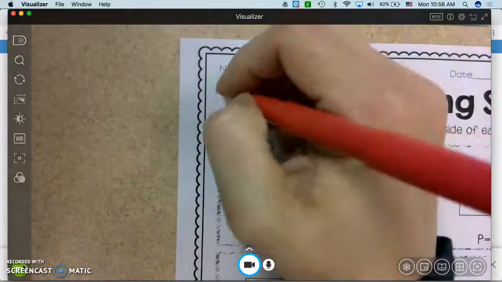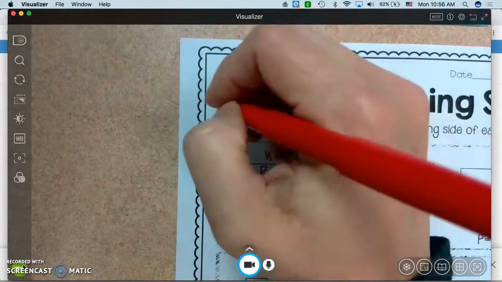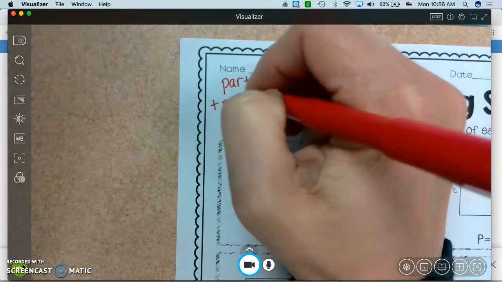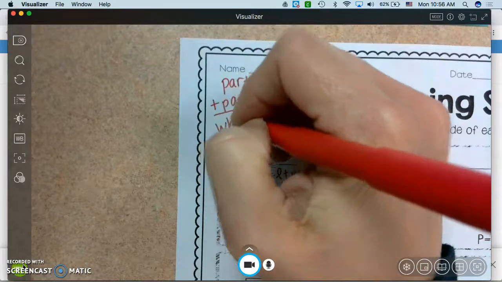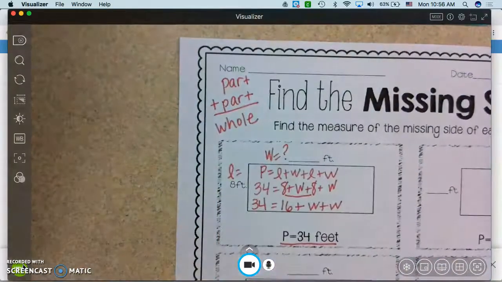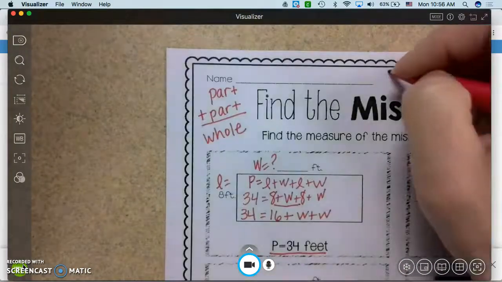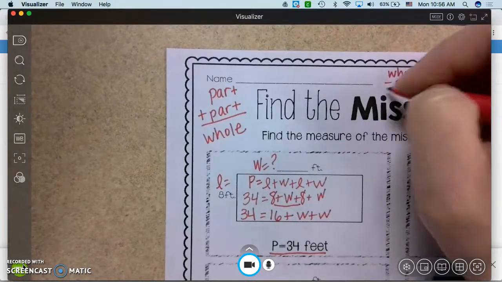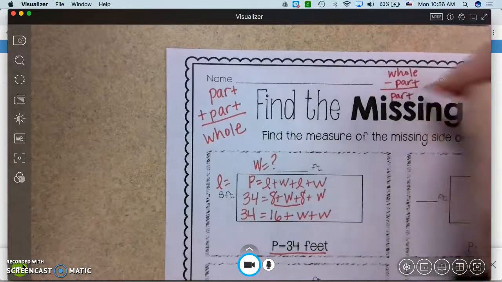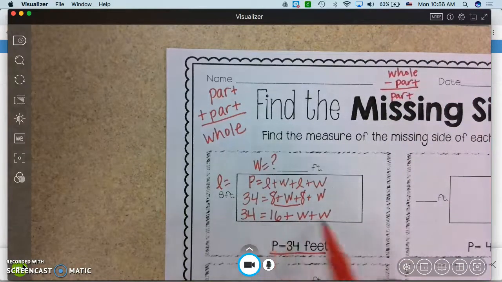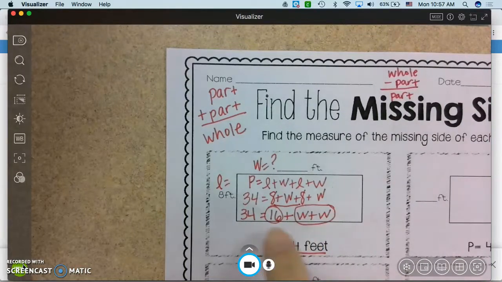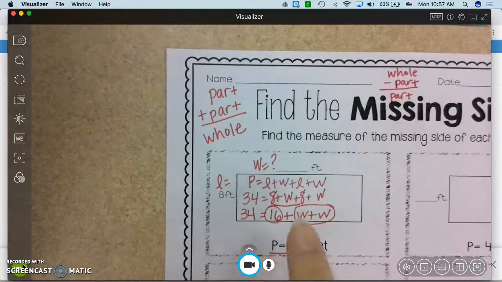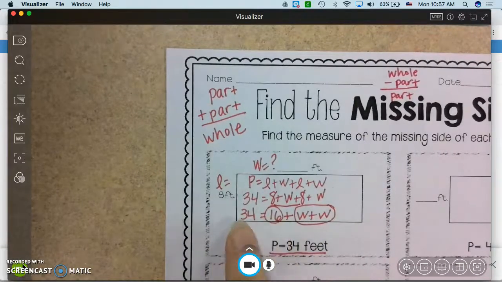Now think back to what we talked about last week. If I have 2 parts and I put those 2 parts together, it gives me the whole thing, right? Part plus part equals whole. Very good. So whole minus part is equal to the missing part. So if you will use that, you can solve this equation. So I can think 16 is a part and my 2 W's are a part. Part plus part makes whole. But if I have this part and the whole thing, I can subtract to find what my missing part is.